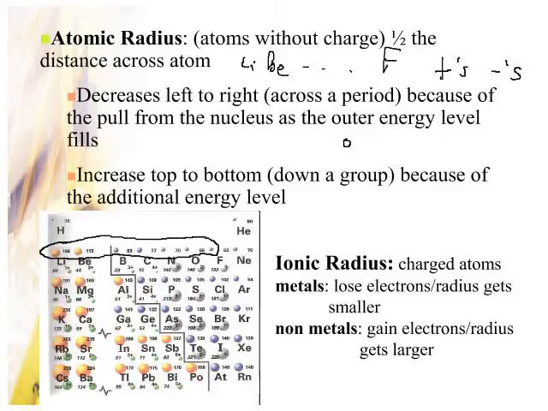When we are looking at the radius increasing from top to bottom, if you think about the same thing, it's dealing with your shielding. Every time you go down a group, you're adding another energy level, and so therefore you're going to get larger there. And yes, I know my drawing is ridiculous. I don't know how to draw circles.